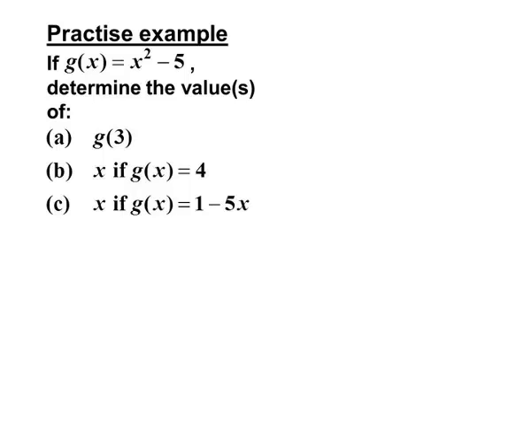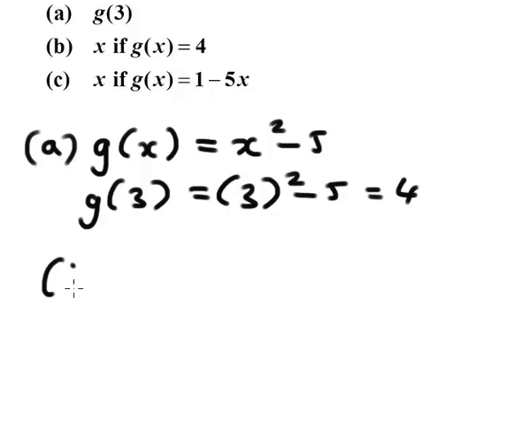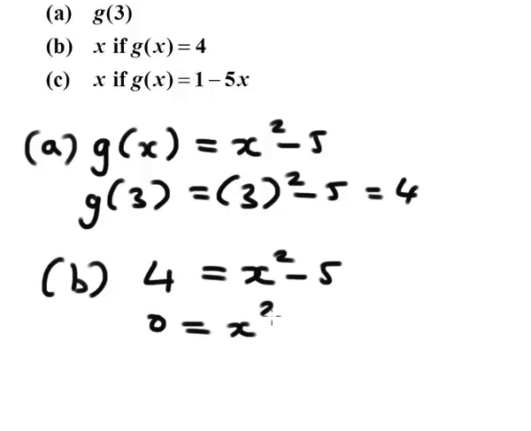Okay, let's have a look at this. If we look at the first one, it's got g(x) is equal to x squared minus 5. And the A said, what is the g of 3? Well, that's pretty easy. That's 3 squared minus 5, which is 9 minus 5, which is, of course, 4. Then it says x if g(x) is 4. So if g(x) is 4, then 4 is equal to x squared minus 5. That's g(x). So then 0 is equal to x squared minus 9 if you bring that across.